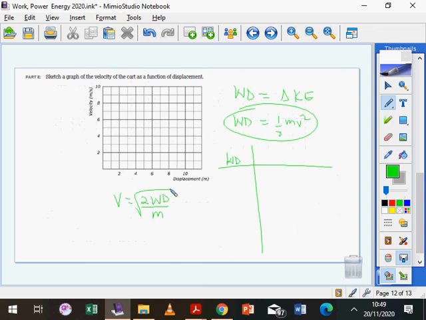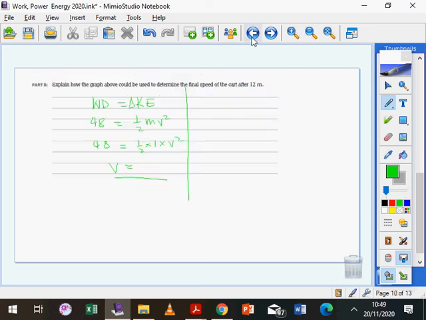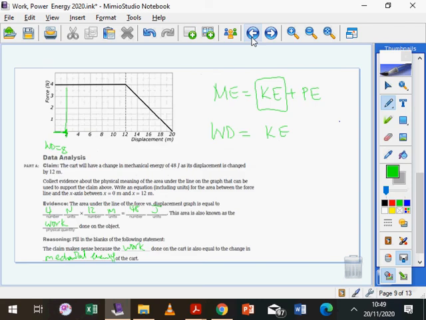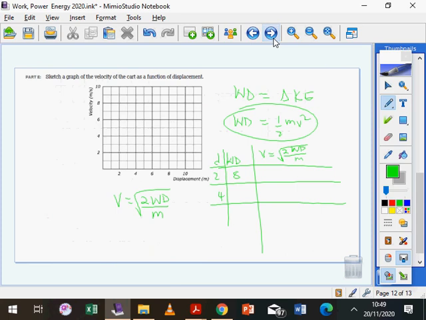So at 2 meters of displacement, the work done is 8. At 4 meters, the work done is 4 times 4, 16, right? At 6 meters, the work done is 24, because it's times 4, the force is the same. At 8 meters, the work done is 32. At 10 meters, the work done is 40. And at 12 meters, the work done is 48.